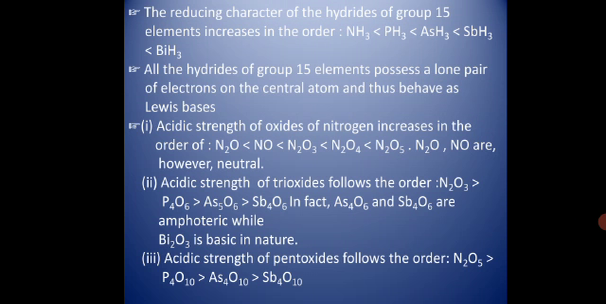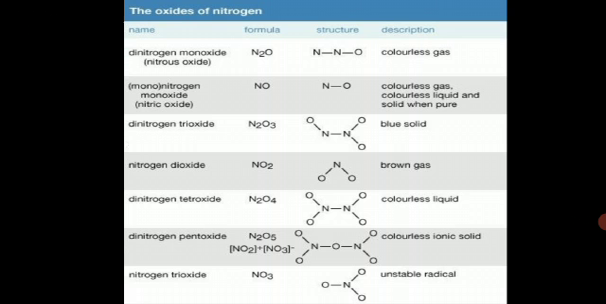The acidic strength of the pentoxides follows the order: N2O5 is more acidic, then P4O10, then As4O10, then Sb4O10. The reason is that nitrogen is more electronegative in nature. So due to this, it absorbs a pair of electrons from the hydrogen ion very easily, and hence it is more acidic in nature.